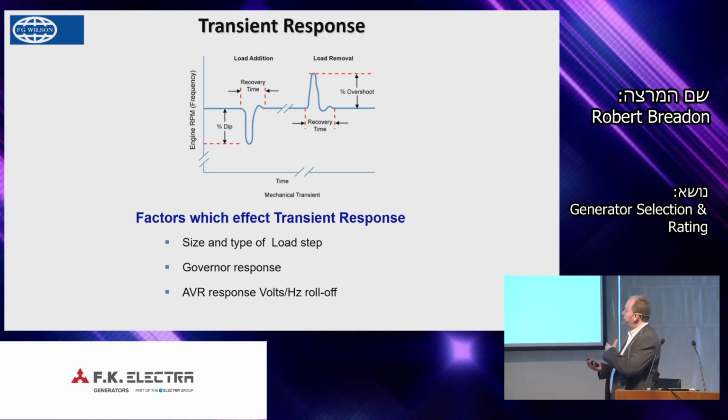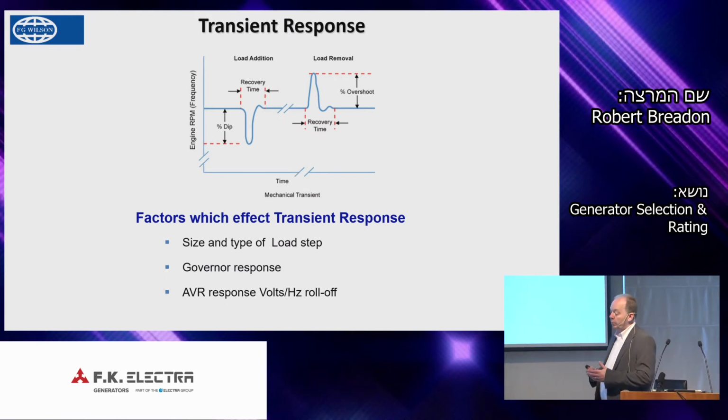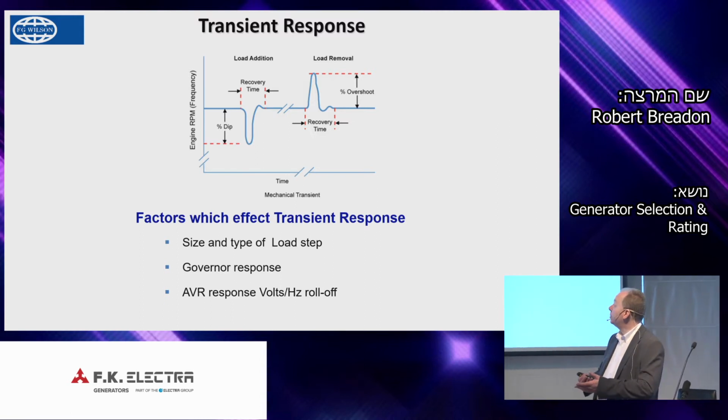So the other big concern when you're selecting is transient response. When you put a large load step on a genset, it doesn't have an infinite capability. It will slow down, the frequency will drop, and the voltage will drop.